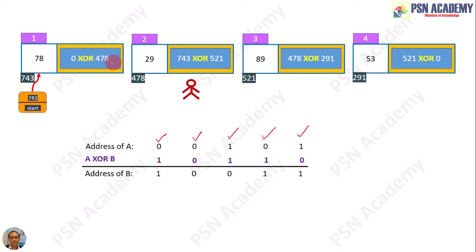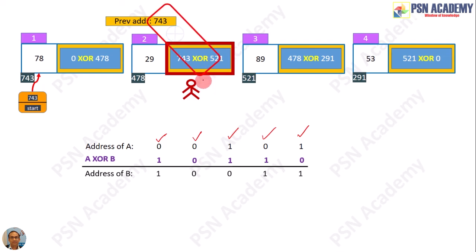So you see that every time you move from one node to another, you have to perform XOR operation between the previous address and the present XOR value, right? So here you see previous address is 743. You perform XOR operation with this XORed value and you get 521, right? The same way you can move from this third node to the fourth node. So this is the logic behind using XOR in implementing doubly linked list.